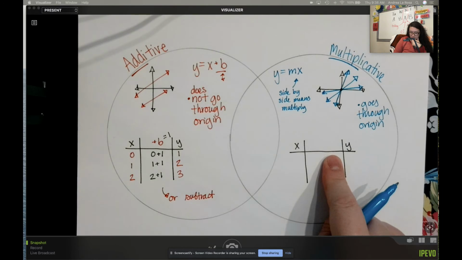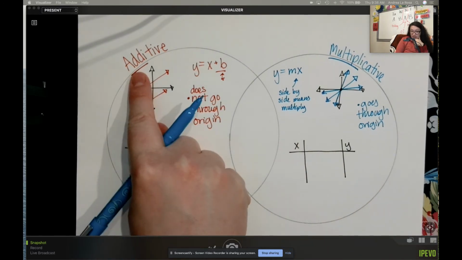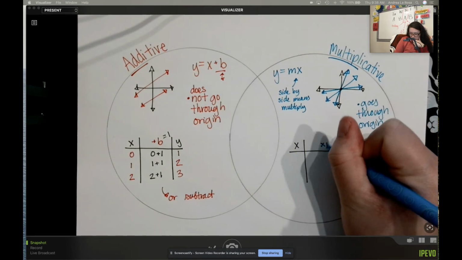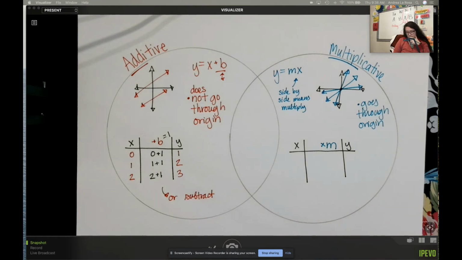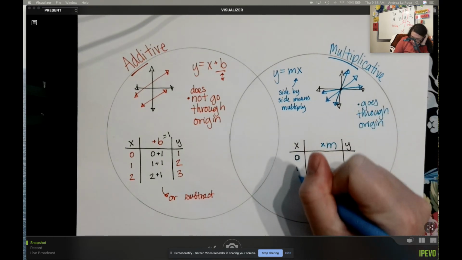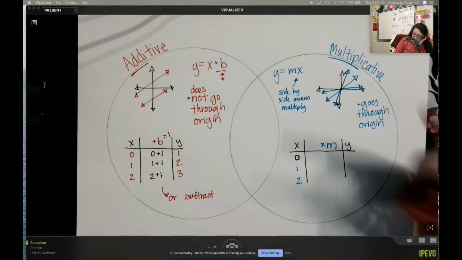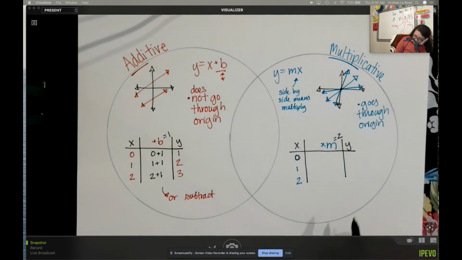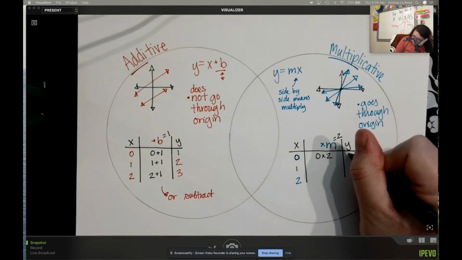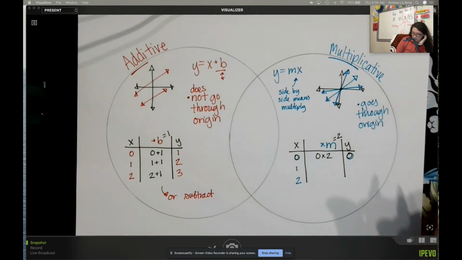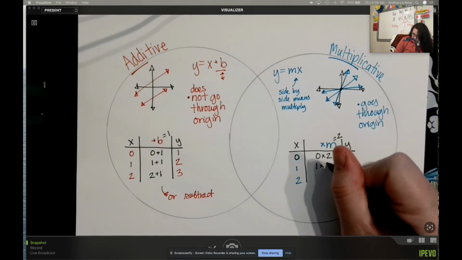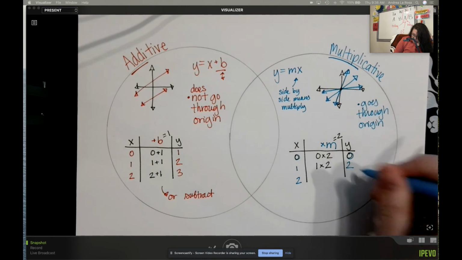And again, down here, instead of adding like we did in the additive, we're going to multiply our number times our m. So let's say again, I have x as 0, 1, and 2. Let's say I want to make my m equal to 2. So I would take my 0 times 2. My m is 2. My new y would be 0. And I would take 1 times my m, which is 2. My new y would be 2.